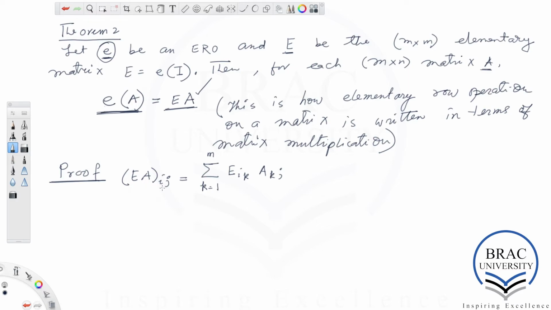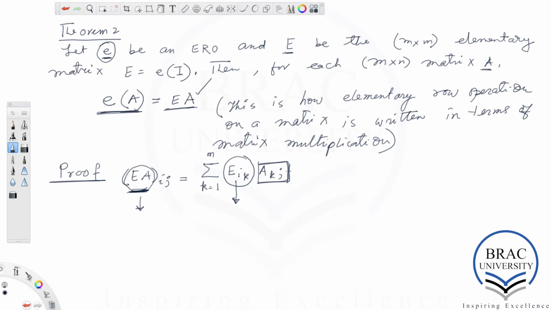Okay, so important thing to note here is that the product matrix here, which is E times A, the entry corresponding to the ith row and the jth column of this product matrix E times A is obtained from the entries of the ith row of E and the jth column of A. Okay, let me say it again.